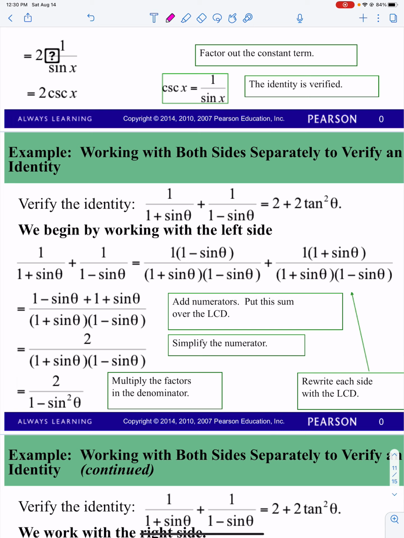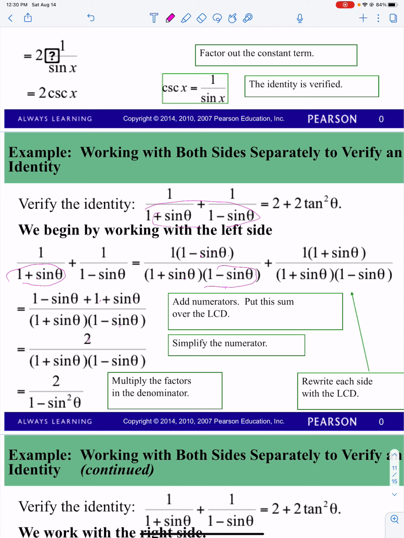So similarly, we have this one: 1 over 1 plus sine theta plus 1 over 1 minus sine theta. What will we do first? Common denominator. So it's 1 plus sine theta times 1 minus sine theta. What do you want to multiply? You have 1 plus sine theta here, you do not have the other, so you multiply 1 minus sine theta on both top and bottom. You multiply 1 plus sine theta on both top and bottom. And then you add them together. So 1 plus 1 is 2 here.